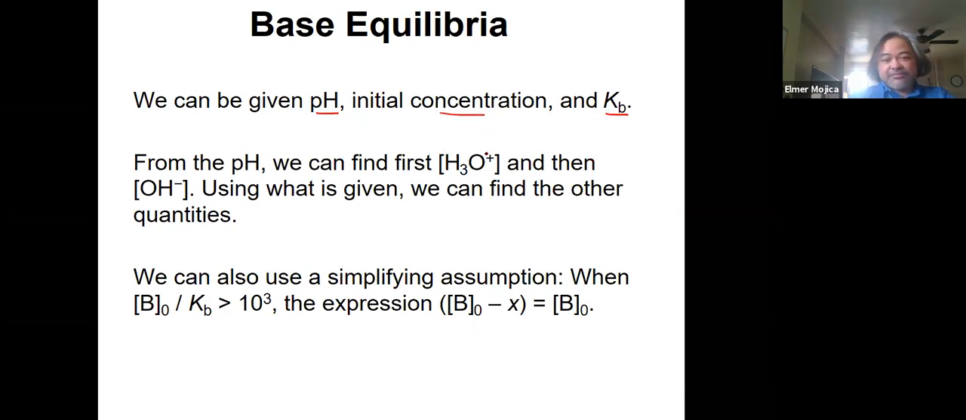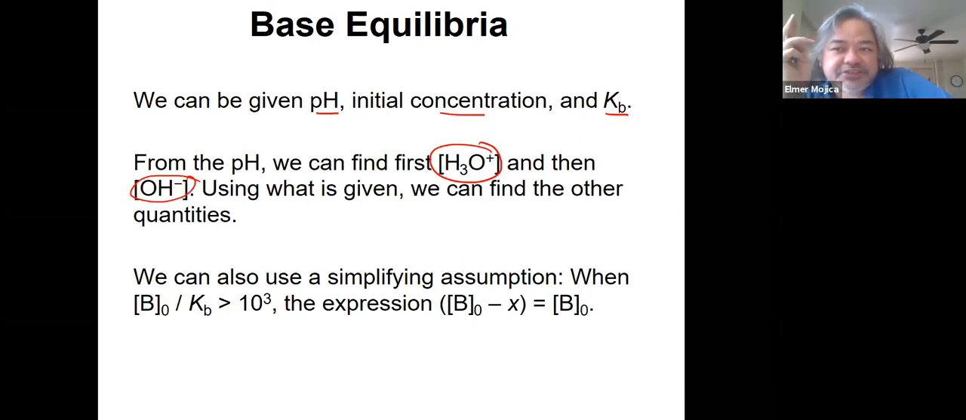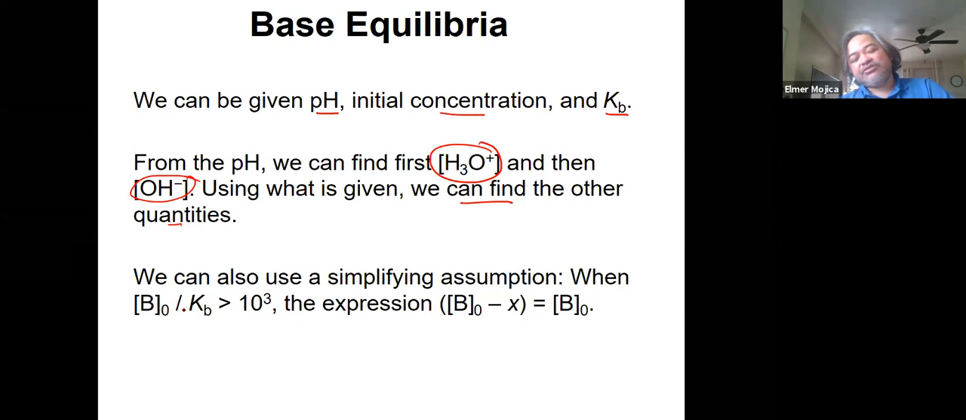So from the pH, we can find first what? H3O plus and then hydroxide. So there's just an additional calculation step because you don't get the hydroxide right away. What you get is just the H3O plus from the given pH. And using what is given, we can find the other quantities. And just like the assumption that we have before, when the initial concentration divided by the Kb is over 1,000, the expression is this: initial concentration minus X is just equal to the initial concentration. And I think I only have one calculation here.